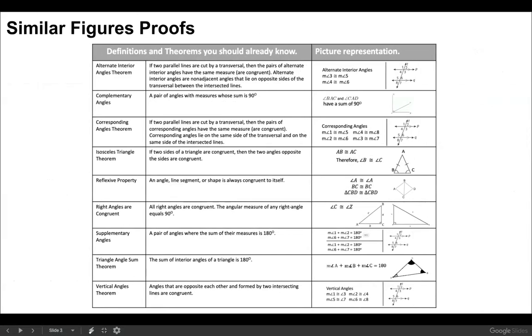You will need to recall some prior learning. There are several definitions and theorems that you should already know from previous classes, but the most often ones we will use are alternate interior angles, corresponding angles, reflexive property, and vertical angles. Of course, you could recall any of these properties, but those are the most common that we use for our proofs for similar figures.